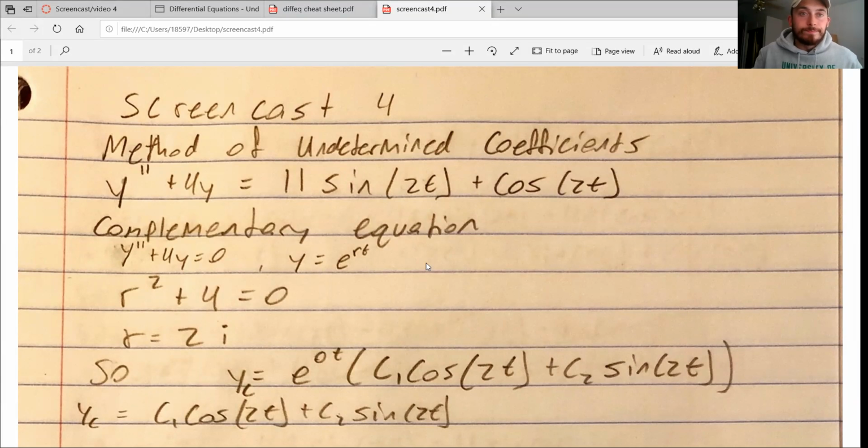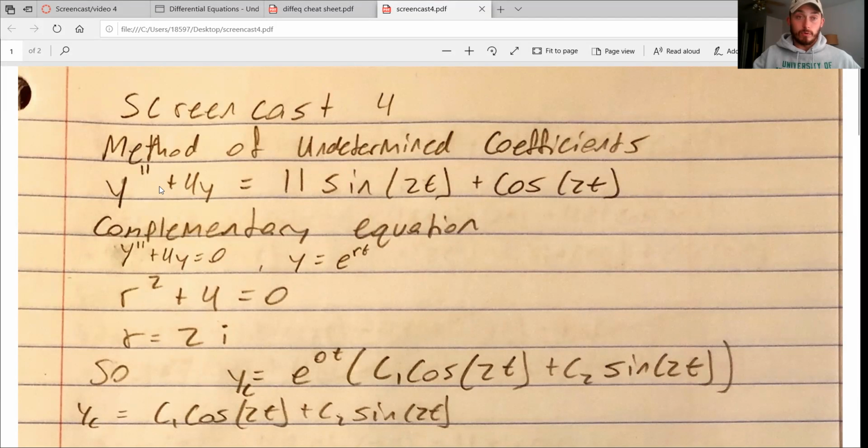All right, so we are looking at the method of undetermined coefficients, and this is a method that you use for second-order linear non-homogeneous equations. Okay, so non-homogeneous being that there is not a zero on this side. So first, like all of our second order, we're going to need our complementary equation.